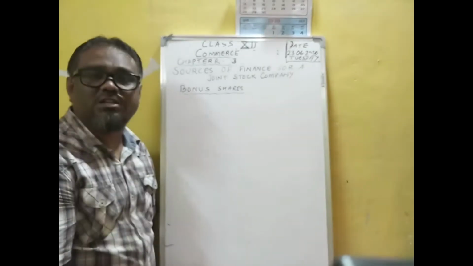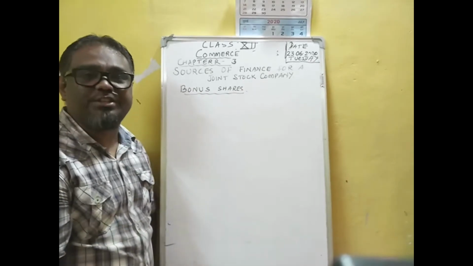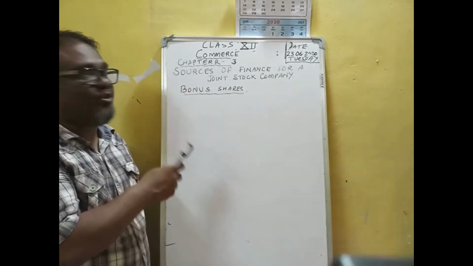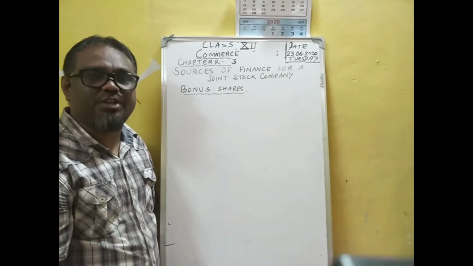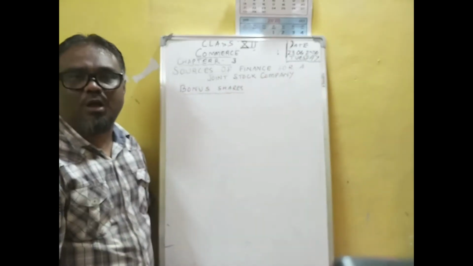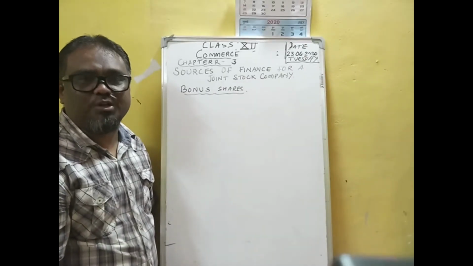In the last class, this is the same continuation, chapter number 3, sources of finance for a listed company. Last time we completed the equity shares and the preference shares. Today we are going to do bonus shares. So what is bonus shares?